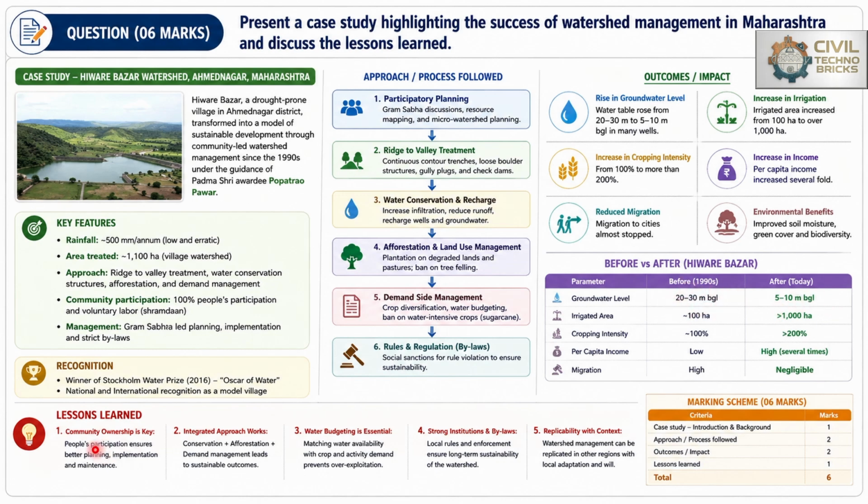Likewise, we study the community ownership from that lesson or from that case study, then the integrated approach of the work, then the water budgeting concept, strong institutions and bylaws which are most important for implementation and livelihood, and then replicability with context, that is watershed management can be replicated in other regions with local adaptation and the willpower from the villages. So the marking scheme for that type of question, which is an application oriented question, just like this: 6 marks are divided with reference to outcomes, approach, case study, and lessons learned. So your answer must follow this type with reference to the Maharashtra region.